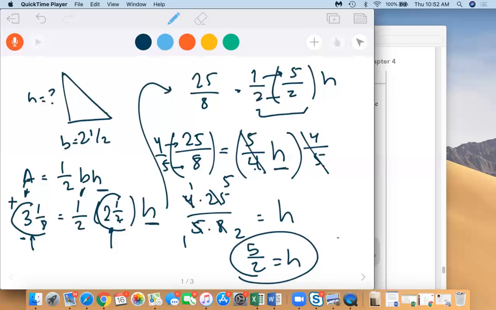All right, so that's how you would solve it. The main idea is when you're multiplying mixed numbers, you need to first convert them to an improper fraction, then do your multiplication, and then solve the algebraic equation just like we have in the last few sections. Okay, any questions about that one?